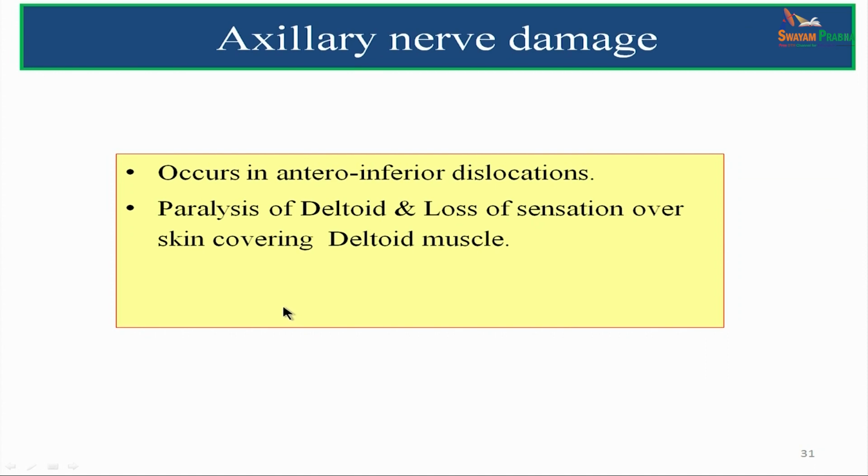Axillary nerve damage occurs in antero-inferior dislocations as mentioned earlier. The slipped head from the glenoid cavity can compress upon the axillary nerve downwards and it can result in injuries to the structures.